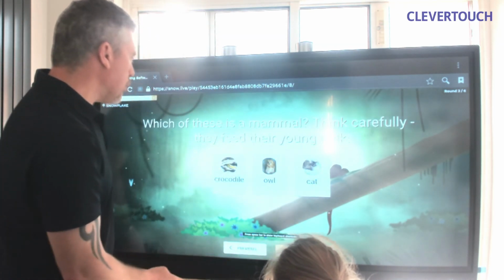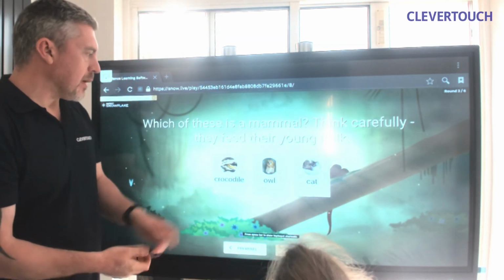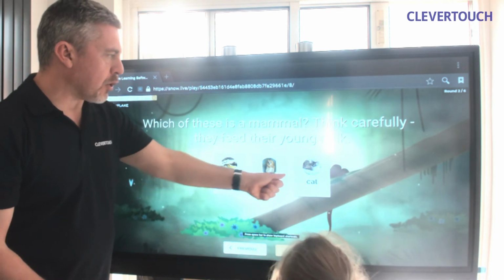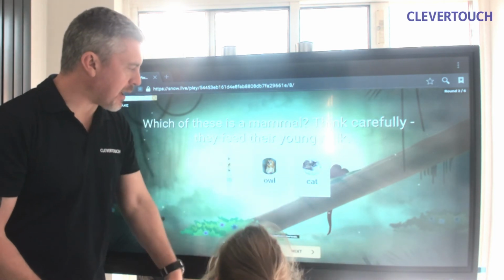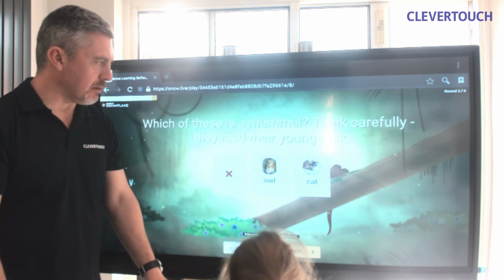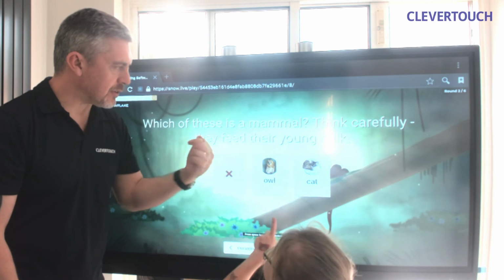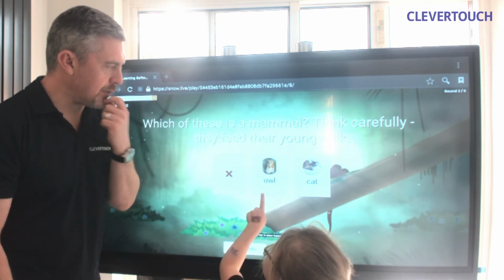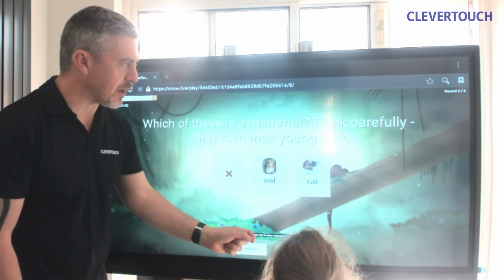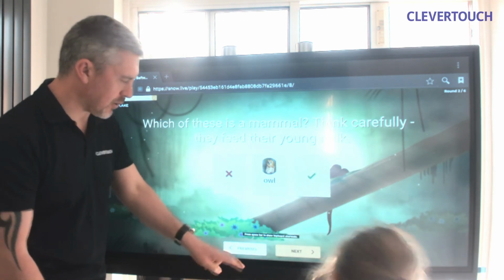Which of these is a mammal? Crocodile, an owl, or a cat? Think carefully. An owl has a beak and wings. A cat has fur and gives milk. So which? Think carefully. Yes, you got it right.